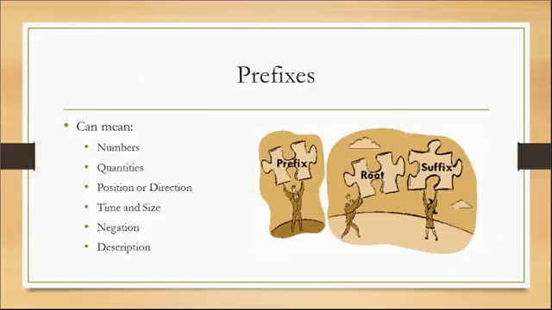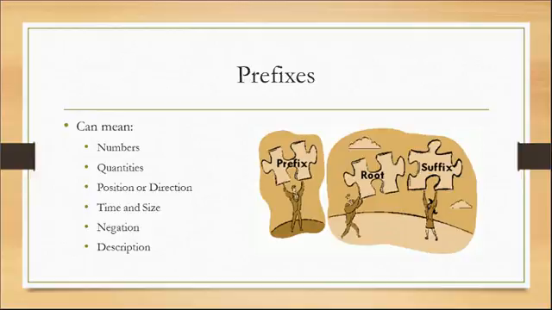Prefixes can also change the meaning of the word by indicating a position or direction. Some examples, ab, as in A and B as in boy, ab means away from. Ad means toward. Anti or pre means before in time or place. Circum or peri means around, and dia means through.